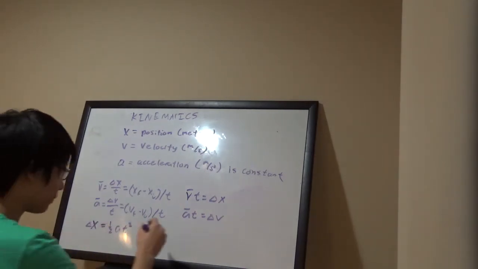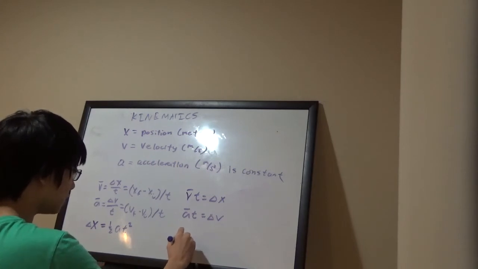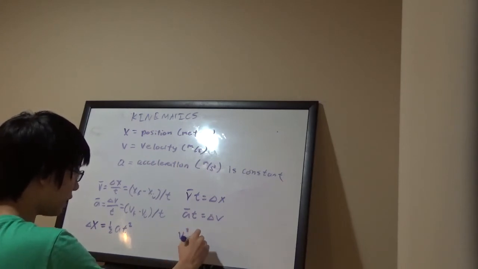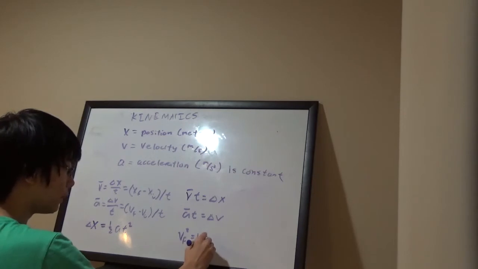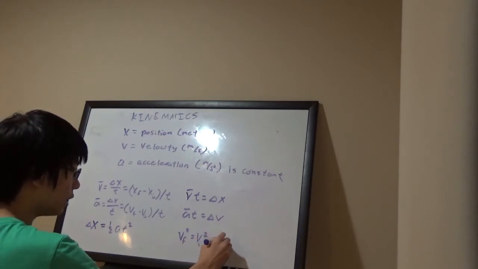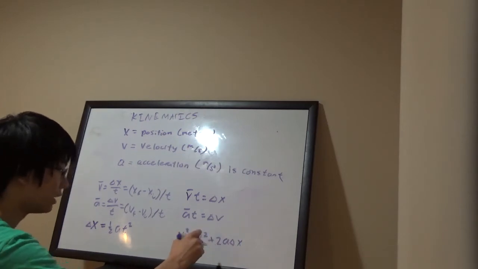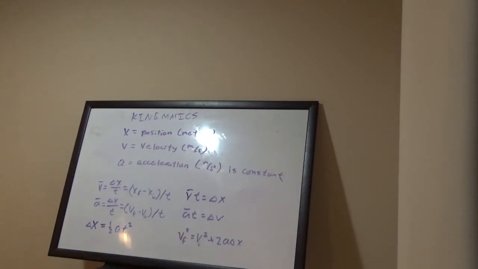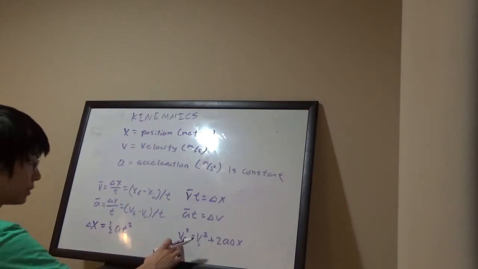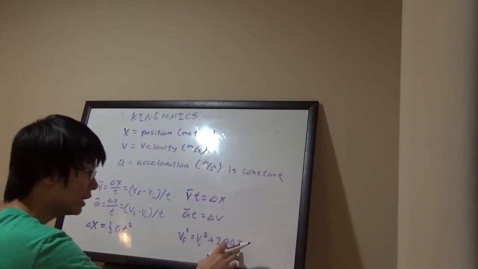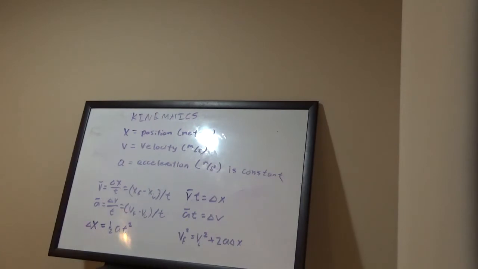And the last one is the time not found equation. Vf squared is equal to vi squared plus 2a delta x. What does that mean? It's kind of confusing, but basically it allows us to find a relationship between velocity, acceleration, and distance without using time, without knowing how much time has passed.